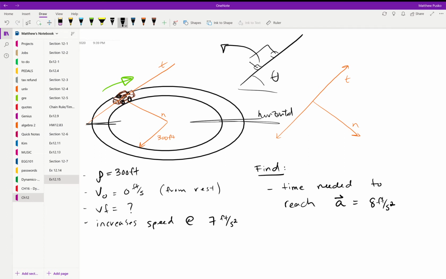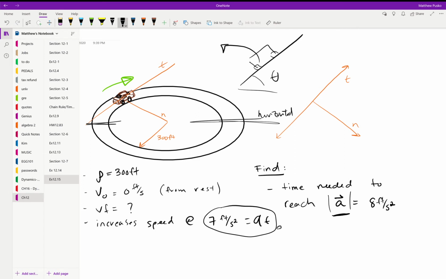It has a radius of 300 feet, so it's circular. If the car increases its speed at a constant rate of 7 feet per second squared, so that would be its tangential acceleration, determine the time needed for it to reach a vector acceleration of 8 feet per second squared. It doesn't say vector in the book, but you need to know it's talking about the whole magnitude being 8, not the component they gave us.